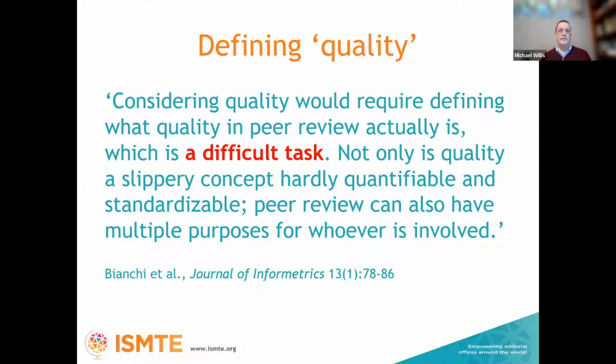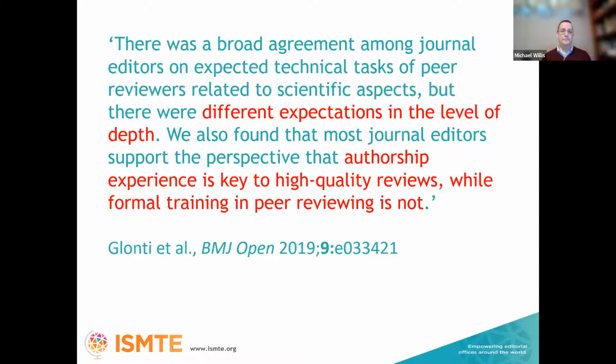And the reason they gave is that, as it says here, considering quality would require defining what quality in peer review actually is, which is a difficult task. Difficult because quality is quite a slippery concept. How do you measure quality in a very scientific way? It's difficult. And then peer review can also have multiple purposes for whoever's involved. And I'll come back to that, hold that thought, I'll come back to that in a moment.